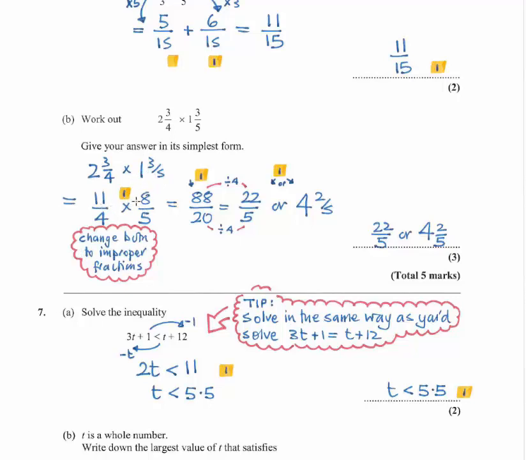Now that you have them in this format, you can multiply. 11 times 8 is 88, 4 times 5 is 20. Then cancel down. You can see that both these numbers are multiples of 4, so divide by 4 gives you 22 over 5. Okay, and then you change that back into what's called a mixed number, a whole number and a fraction. If you have 22 fifths, that will make 4 whole ones and 2 fifths left over.